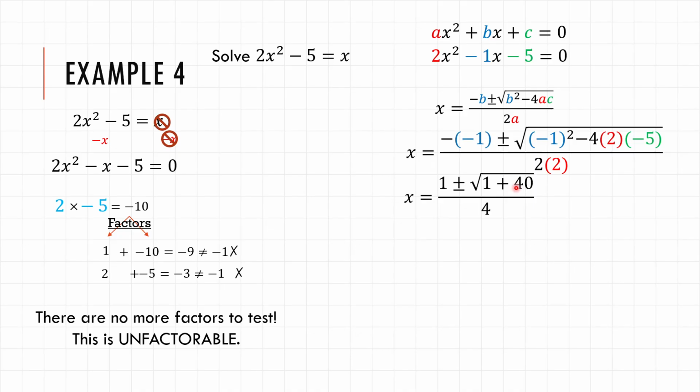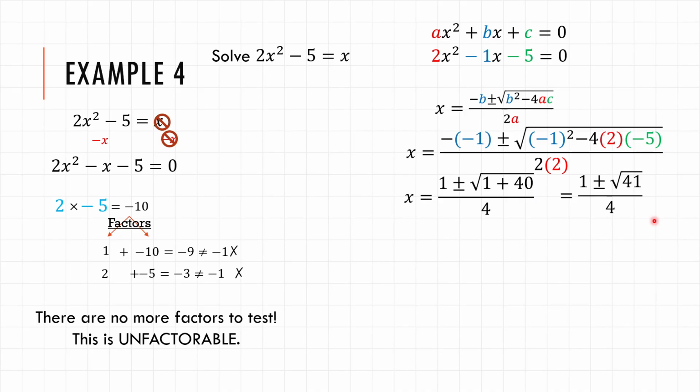Now all I have to do is add 1 plus 40 to get 41. And this right here is actually the exact value of x that will make this equation true. And this is an irrational number, so it's very difficult. It's not possible for us to write this out as a decimal.